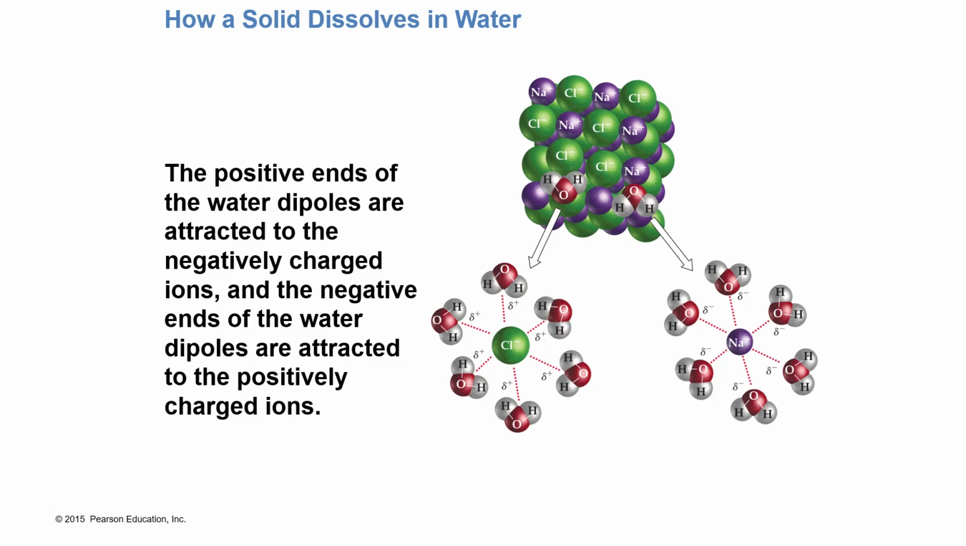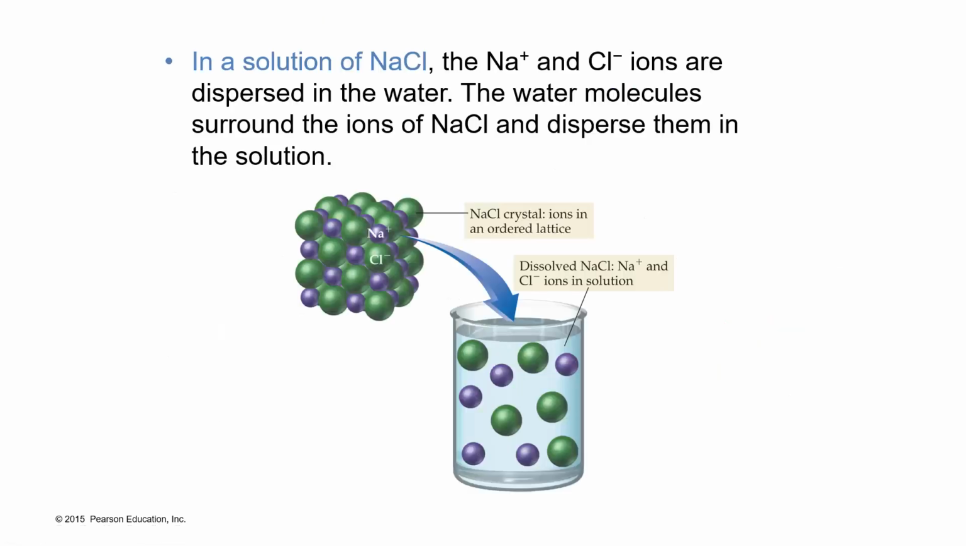So how a solid dissolves in water is depicted below. So this is how salt would dissolve in water. The water molecules will surround the chloride ion and the sodium ion. And the positive ends of the water dipoles are attracted to the negatively charged ions, and the negative ends of the water dipoles are attracted to the positively charged ions. And that's what's going to surround the individual ions. In a solution of sodium chloride, the sodium and chloride ions are dispersed in the water. The water molecules surround the ions of sodium chloride and disperse them in solution.